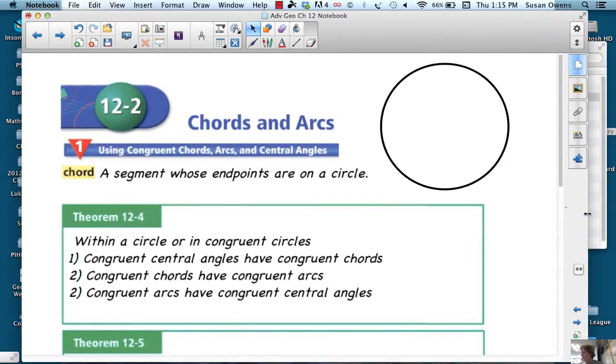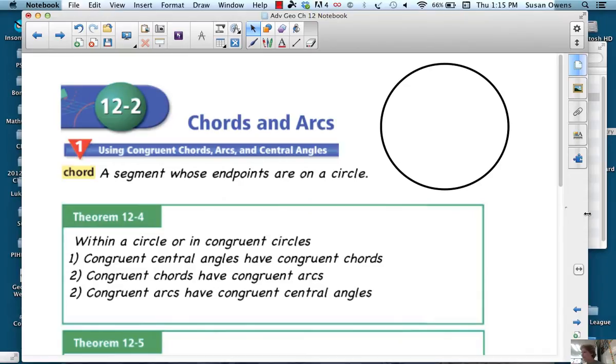Welcome to today's video. Today's video is for Advanced Geometry, Chapter 12, Section 2, Chords and Arcs. There are a lot of theorems in this section that we will be using in proofs, so I will give these names. First, we start out with a definition.